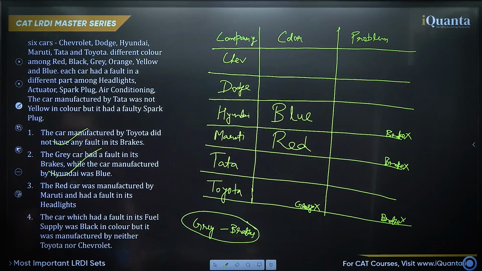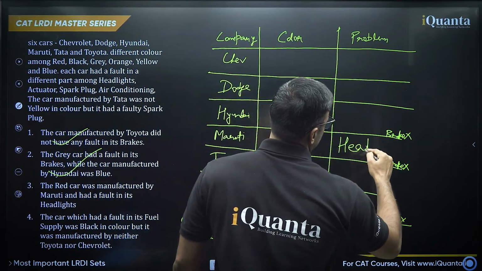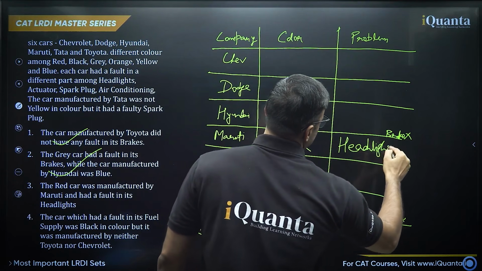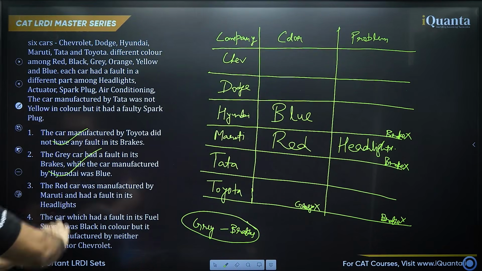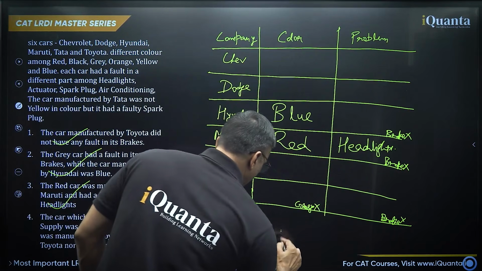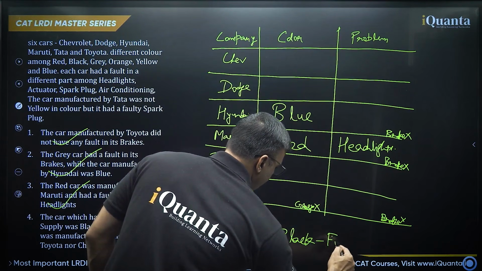Okay. The red car was manufactured by Maruti and had a fault in its headlights. So red had a problem with headlights. Fantastic. Nice. Okay. So we have used this. The car which had a fault in its fuel supply was black. So fuel supply was black. So black and fuel supply.